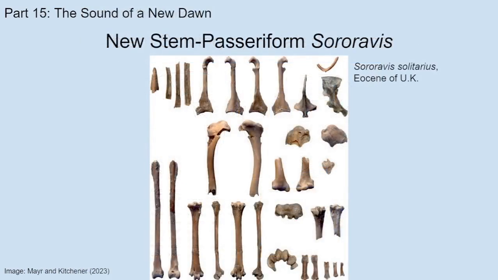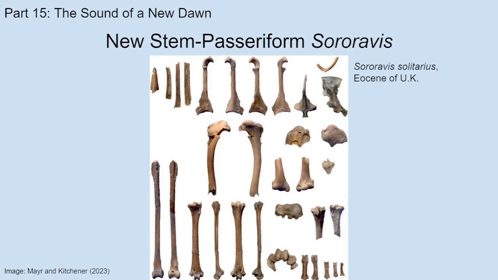And we are very close to the end here because we are in the last episode now. This is The Sound of a New Dawn, where we talked about the passeriform birds, which are over half of all living birds, but, you know, that's the breaks. So first of all, from the paleontological side of things, we have a new species of stem passeriform called Soroebus. And this one is again from the Lendon Clay Formation.